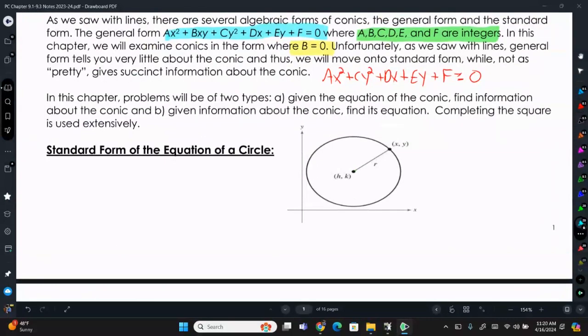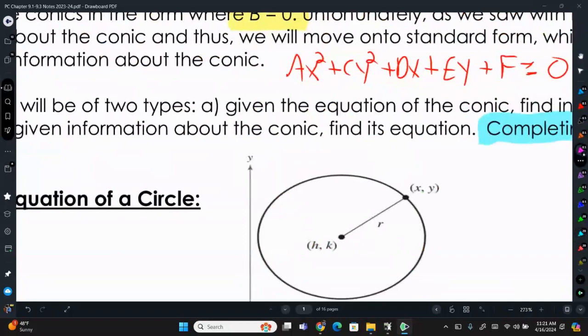We're going to have two types of problems in this chapter. We're going to be given the equation of a conic, and we're going to find information about it and graph it, or give information about that conic and then find its equation. We're going to be using completing the square a lot in this chapter because we want to put it in factored form, or with parentheses in it, and we know that we can do completing the square by grouping the x terms, grouping the y terms, and doing that b over 2 squared idea to complete the square and get that binomial.